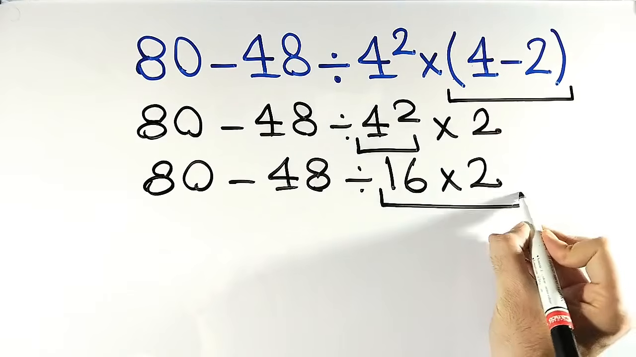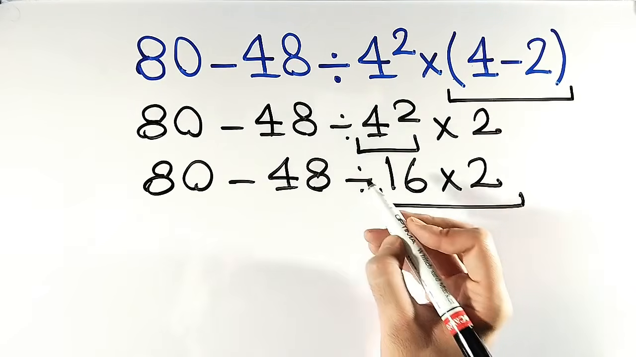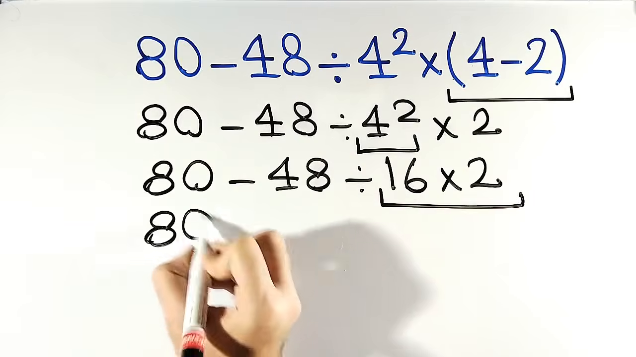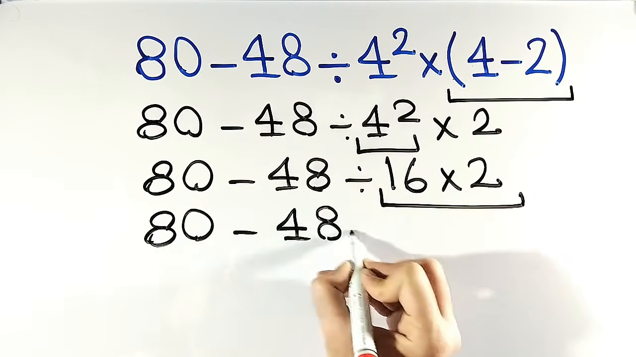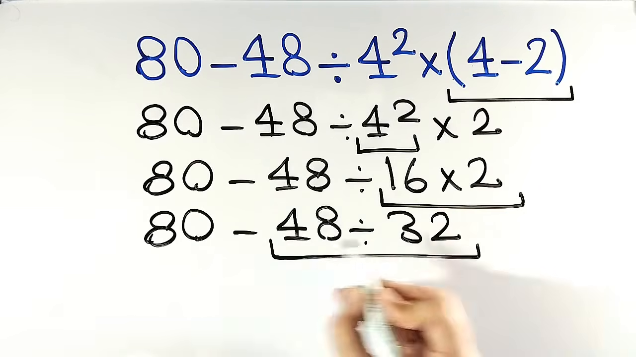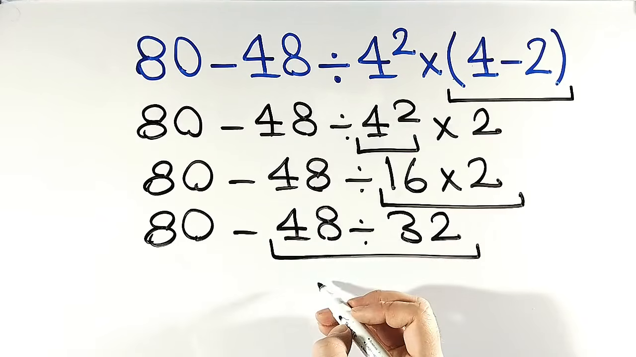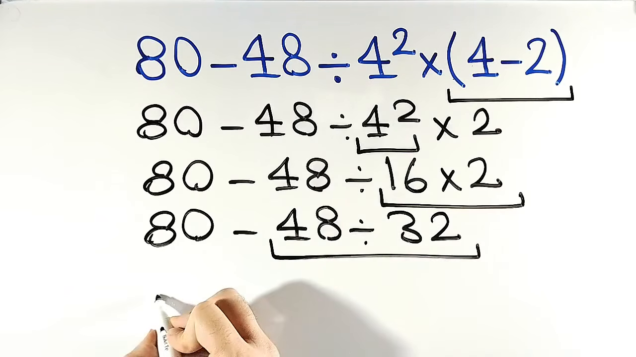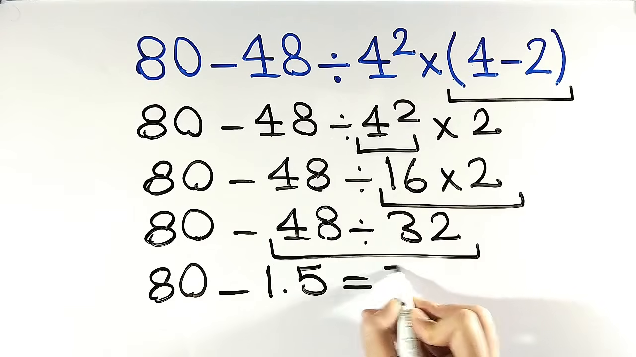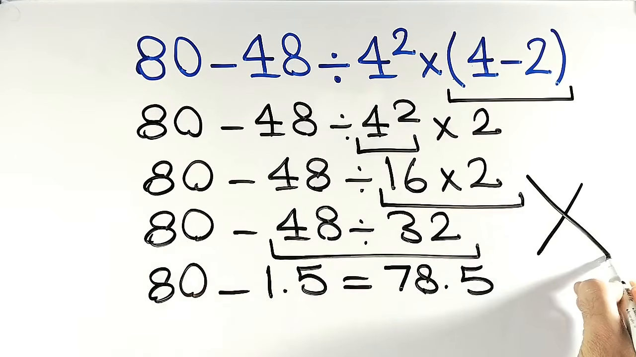Then they go for the multiplication between 16 and 2 because they think multiplication has a higher priority than division. So instead of this expression, they write 80 minus 48 divided by 32. Next, they go for the division between 48 and 32 because they believe division has a higher priority than subtraction. So, instead of this expression, they write 80 minus 1.5, which finally gives them the answer 78.5. However, it's not the correct answer to this question.